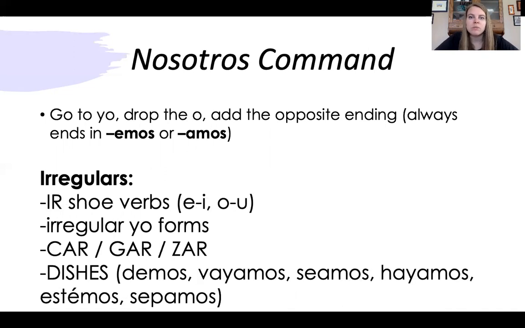Nosotros commands can be a little bit trickier. So with these, we go to yo, we drop the O, we add the opposite ending. They always end in emos or amos. Our irregulars are just a little bit different. We have to worry about IR shoe verbs since it's in nosotros form. Nosotros is outside of the shoe. So sometimes it applies, sometimes it doesn't. It does apply with the IR shoe verbs, so the E to I or O to U verbs. We have irregular yo forms we have to worry about, car, gar, zar, and then of course our dish verbs.